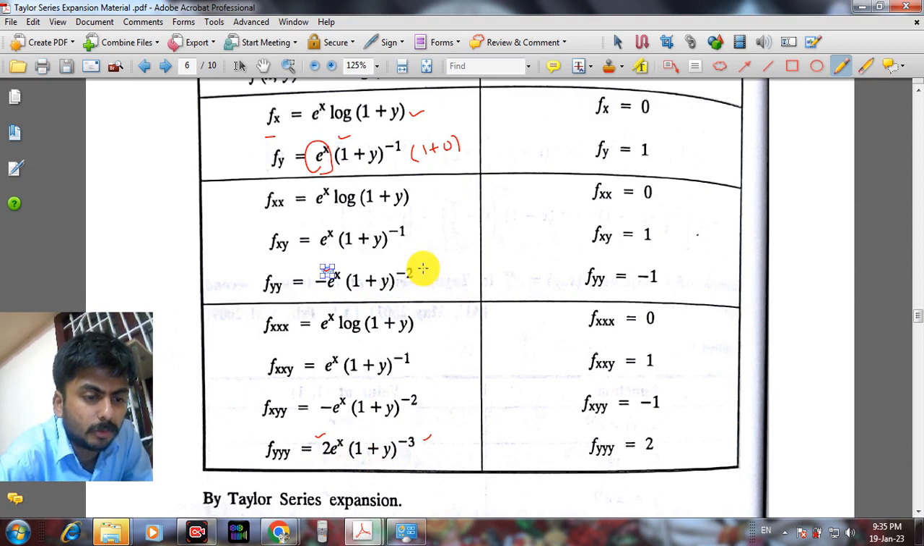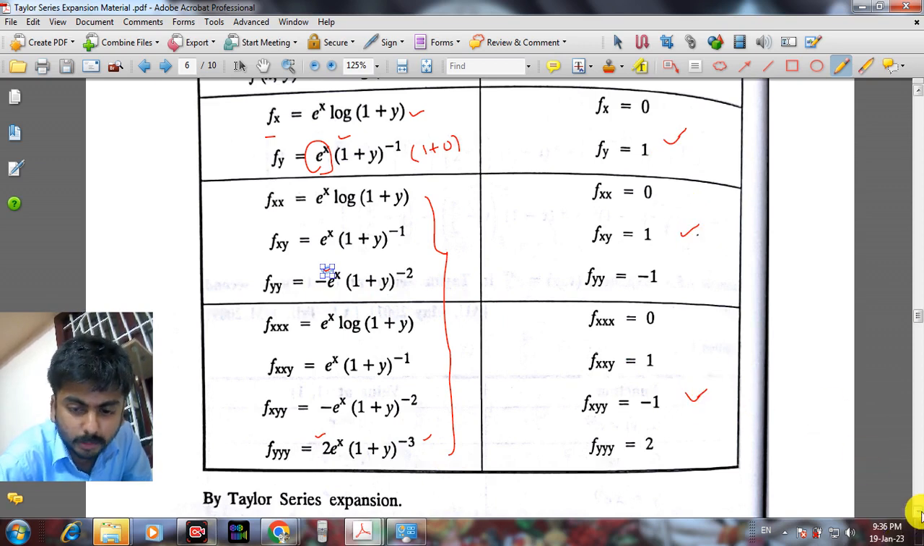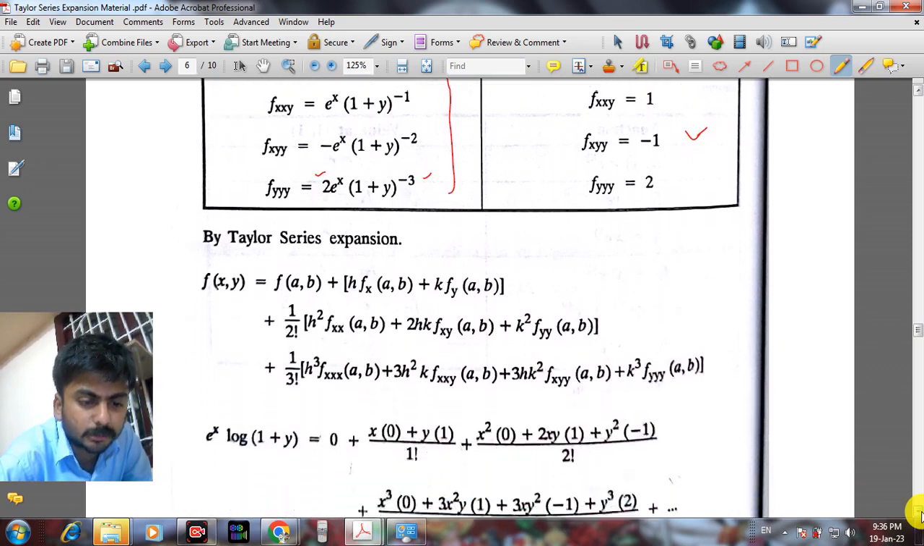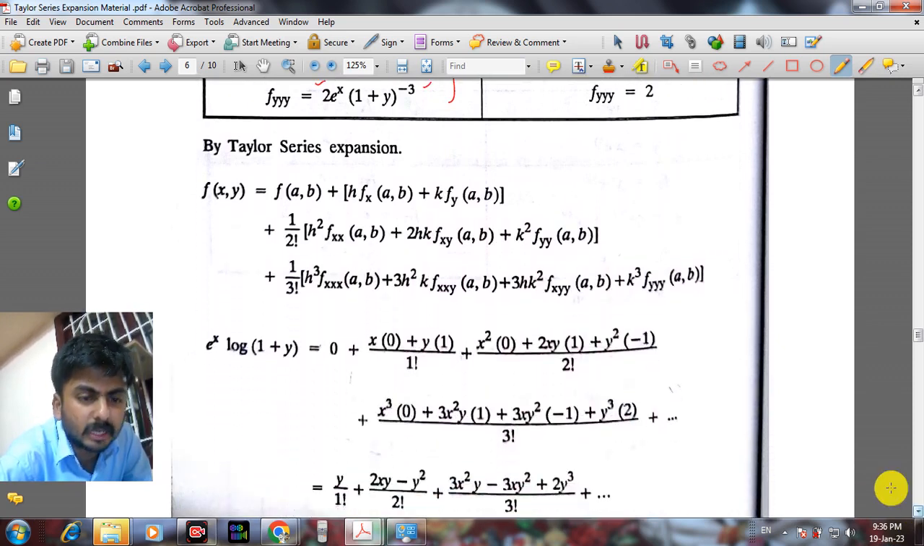So now you know how to differentiate and derive all these partial derivatives. We have the points. Substituting those points in those partial derivatives, we will have the values of those partial derivatives, and we have to substitute these values in the Taylor series expansion.